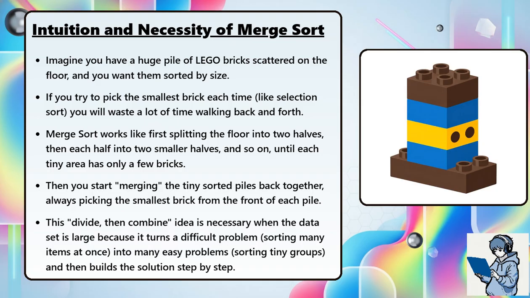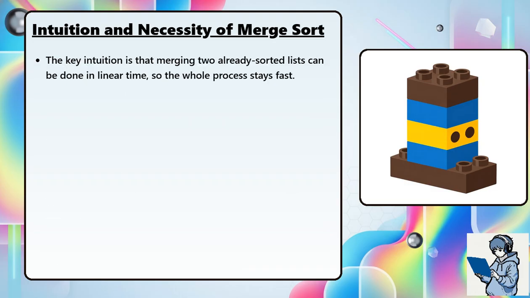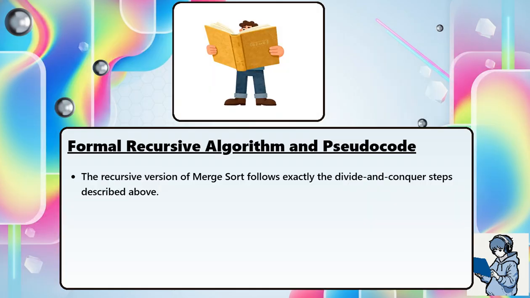pile. This divide-then-combine idea is necessary when the data set is large, because it turns a difficult problem like sorting many items at once into many easy problems like sorting tiny groups, and then builds the solution step by step. The key intuition is that merging two already sorted lists can be done in linear time, so the whole process stays fast. The recursive version of merge sort follows exactly the divide and conquer steps described above.